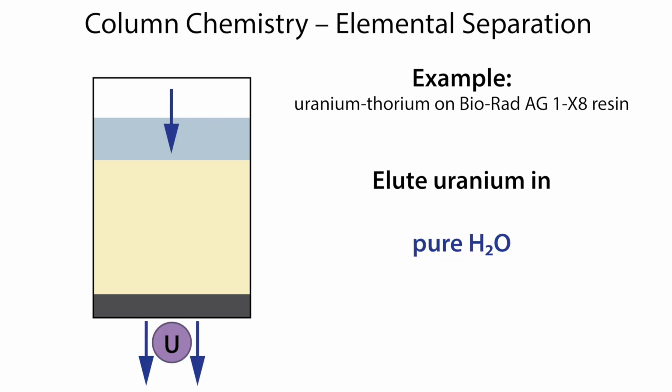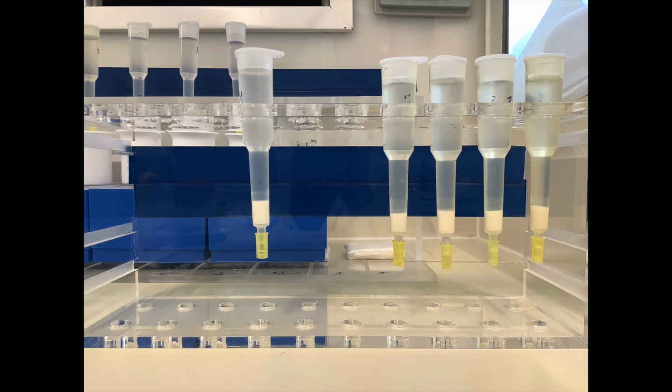Finally, by passing pure water over the column, uranium is released, and we collect that elutant with our purified uranium separate. Our matrix solutions with strontium are then rehydrated for strontium purification on a different column with a different resin that is optimized for strontium separations.